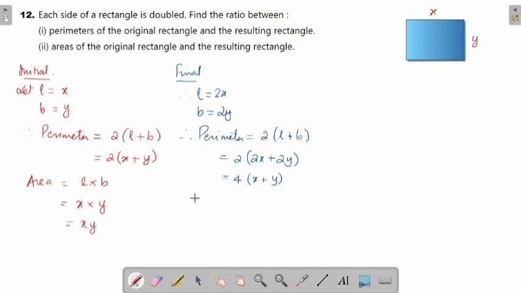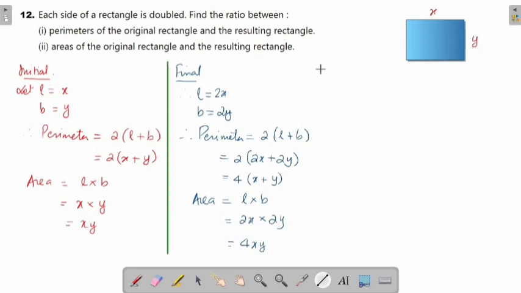And similarly, let's find the area. Area will be length into breadth. Length is 2x, into breadth, which is 2y. So 2 twos are 4, x into y is xy. So this is your area. Now let's find the final answers.